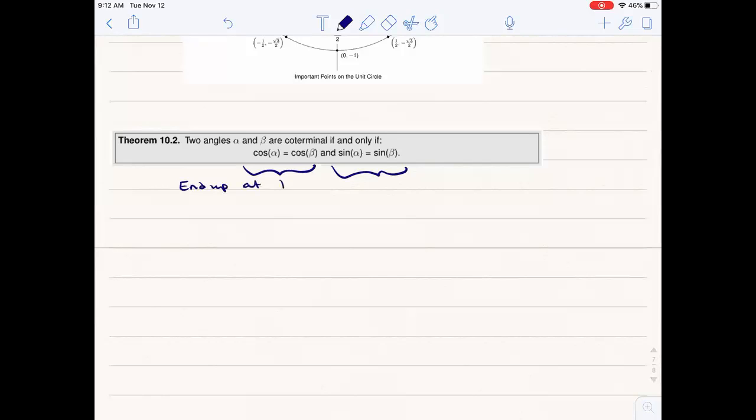You end up at the same points of x and y, where this is x and this is y. I guess I could have given that more room. But I think we have a pretty good handle on coterminal, meaning that we just end up at the same terminal side.